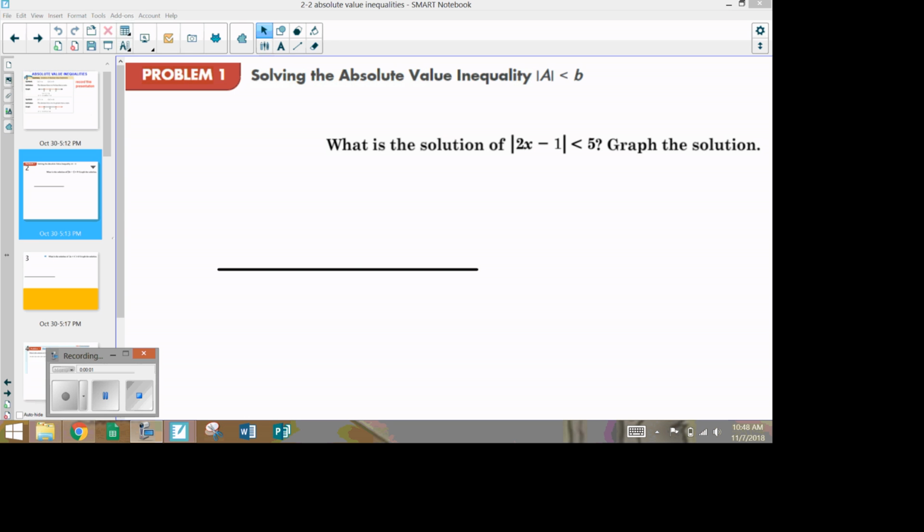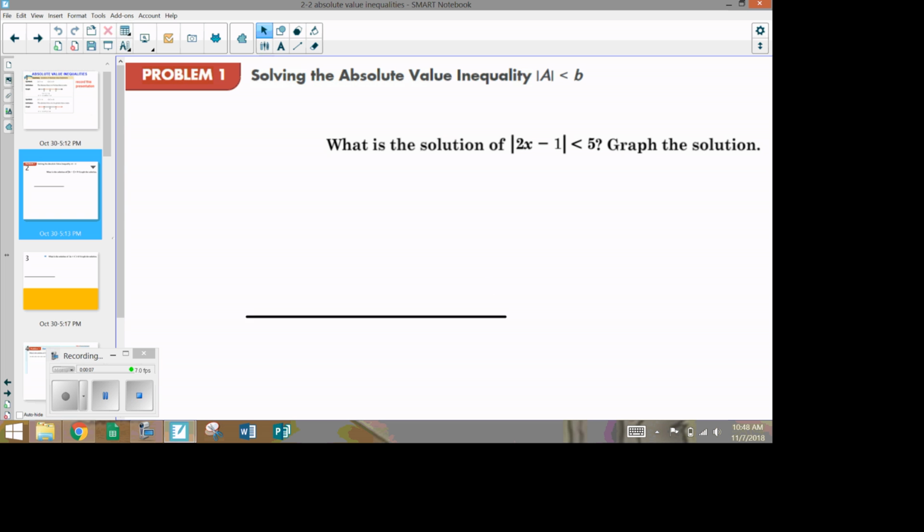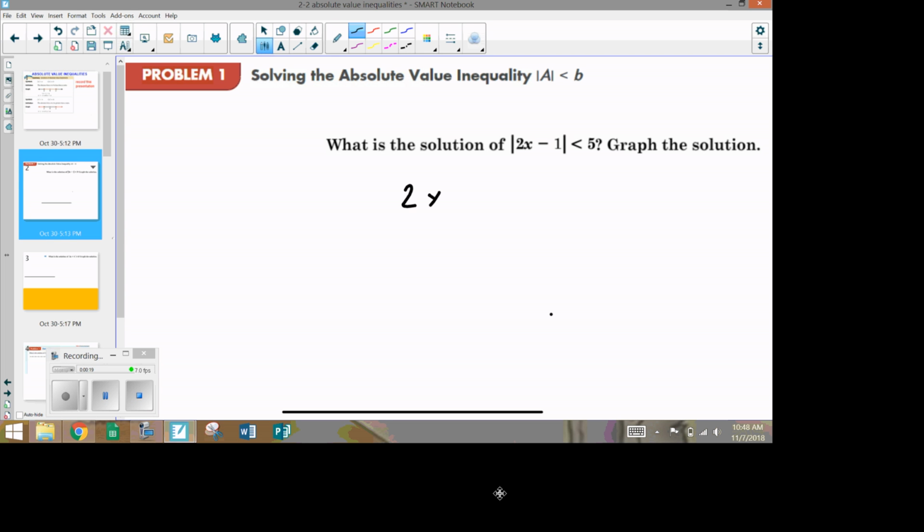Solve the absolute value inequality: absolute value of 2x minus 1 is less than 5. And we will graph this at the end. So when you see that, as you see, the absolute value is alone here. So first things first, I'm going to get rid of the absolute value sign, okay?